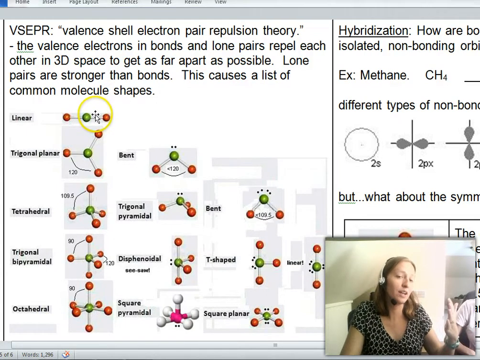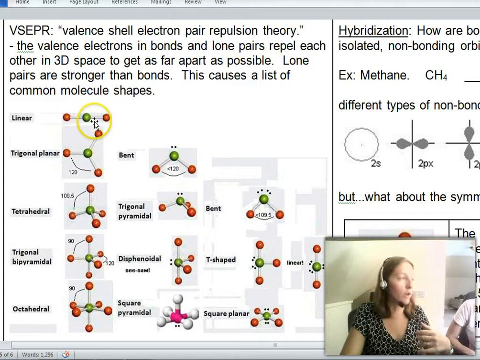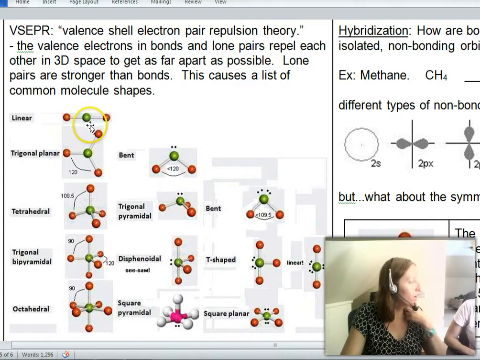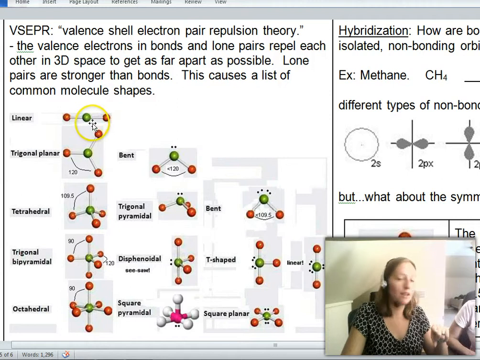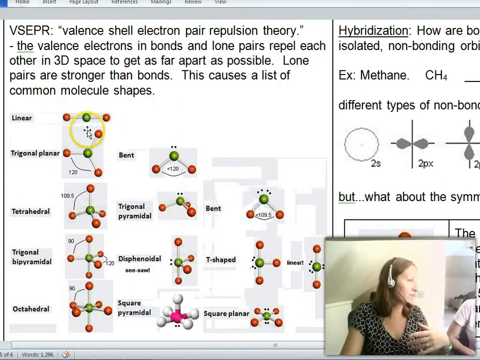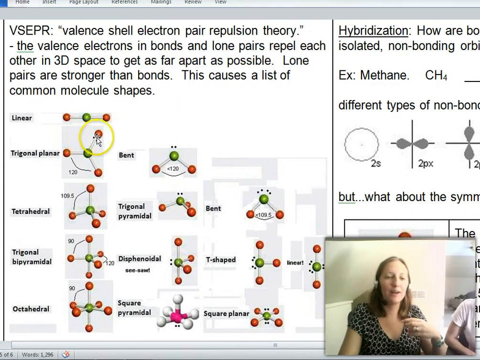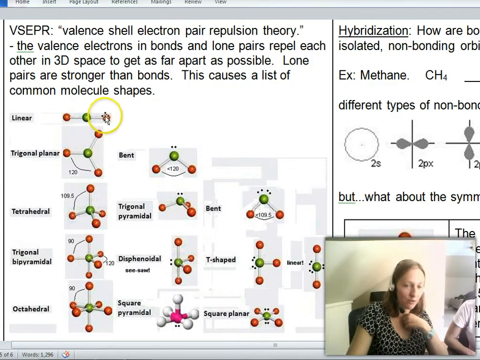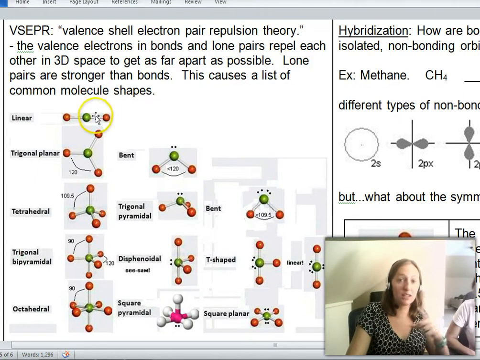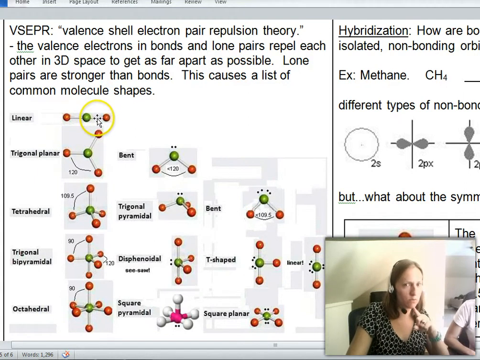You just keep going with that and go, okay, well, what if you had three? What if you had four? What if you had four and one of them was a lone pair and three of them were real ones? And so there's this big old chart of shapes. I like shapes, so we're going to talk about all the shapes. Linear is our first one with 180 degree angles, and it's actually important that you remember the angles.